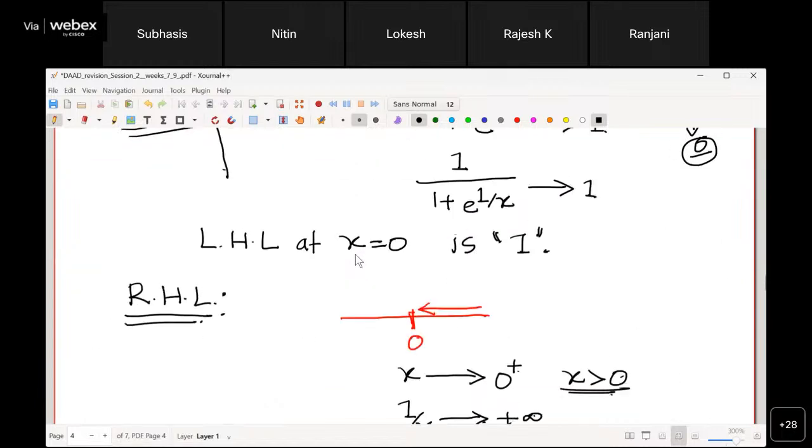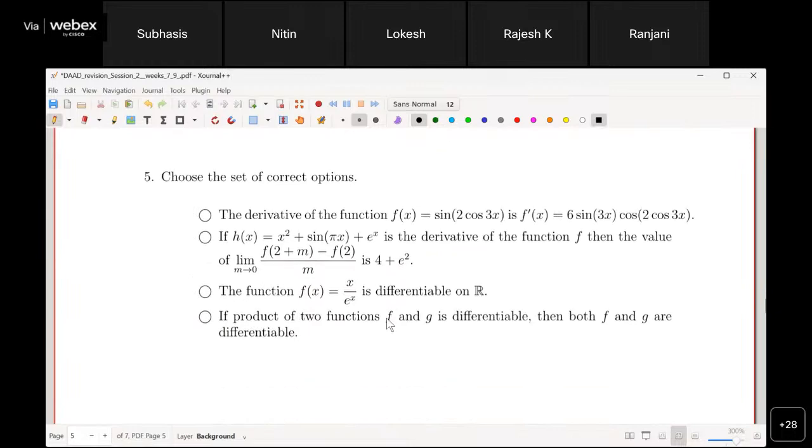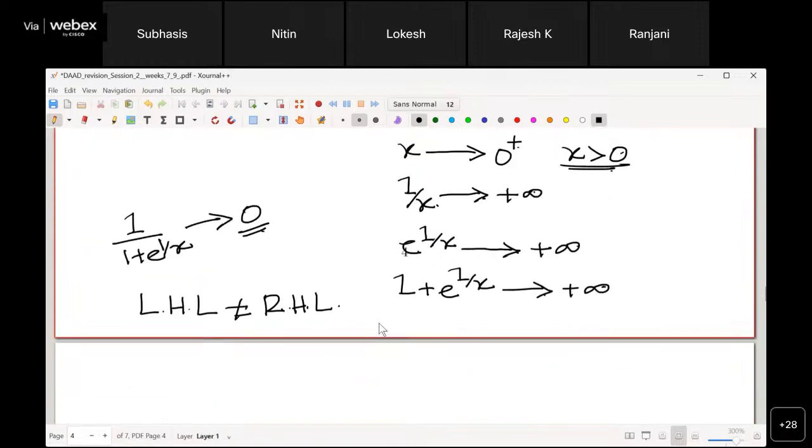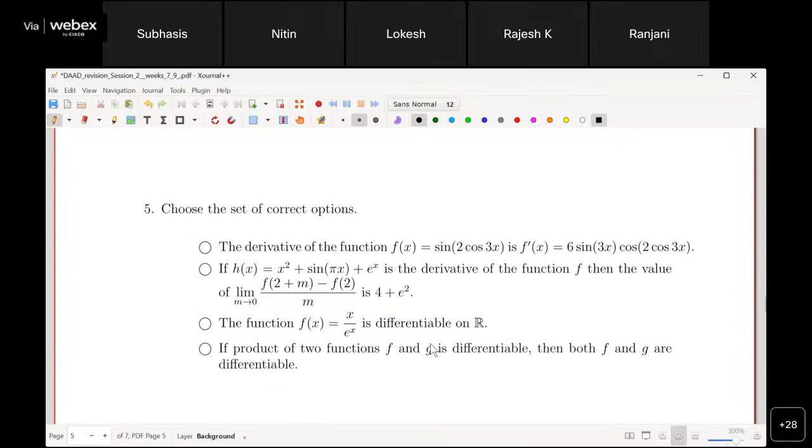Okay, then I'll move to the next question. Again, in this question you have a bunch of statements. What we need to do: these statements are more or less related to the differentiability of a function. So you need to find all the correct statements.